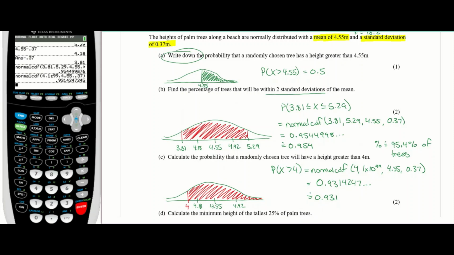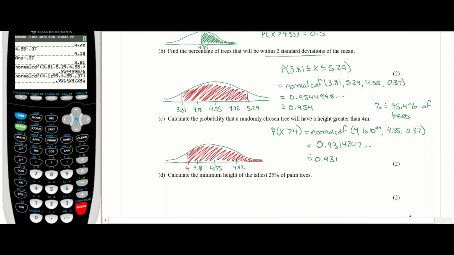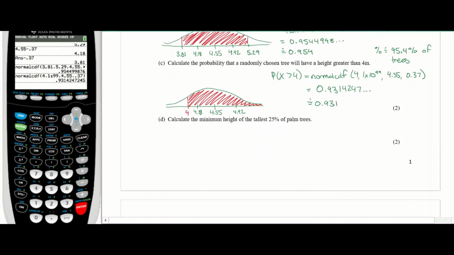Okay, so that was pretty standard. The last part gets a little bit trickier. Notice it's asking me for the minimum height of the tallest 25%. So I need to find the cutoff when I'm given the probability, or given the likelihood. Remember, when I need to find the cutoff and I'm given the probability, that's a case for the inverse normal. So let's sketch this out.